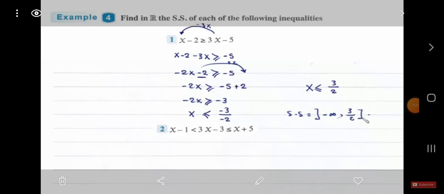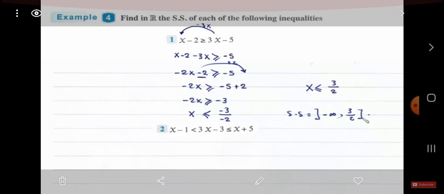Another example, x - 2 ≥ 3x - 5. Here we find x on the left and x on the right. We have to make it one x, no need for 2x on both sides. Then we change 3x, put it on the other side with the opposite sign. It's positive, so we put it negative. Then we can say x - 2 - 3x ≥ -5.